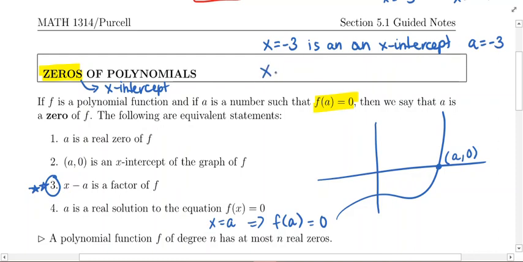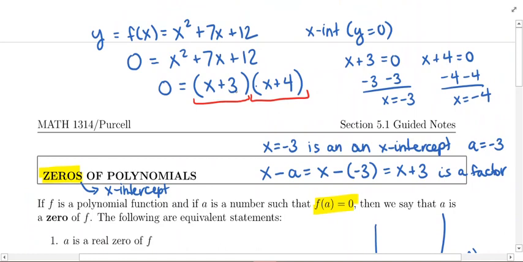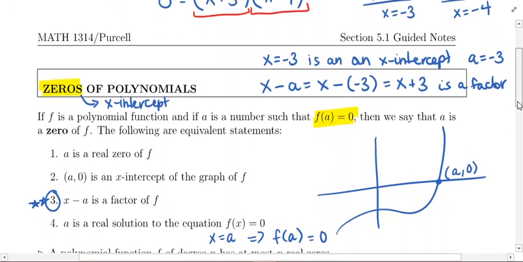So x minus a is going to be x minus -3. That's going to be x plus 3. Okay, is a factor. If you go backwards to where you factored, you see that x plus 3 is one of the factors. That's how we got the x-intercept of -3. We took the x plus 3, the factor, we set it to 0, and then we had to move the 3 over, so we ended up subtracting, and that's how we got x equals -3 as an intercept.